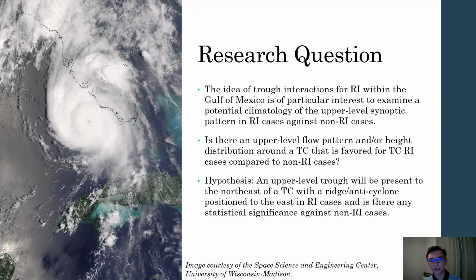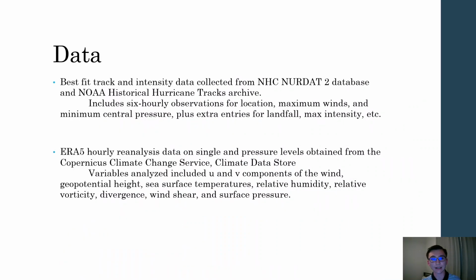Now, the question is: is there an upper level disturbance, or upper level flow pattern rather, or height distribution pattern around the tropical cyclone that is favored for tropical cyclone RI cases compared to non-RI cases? So the hypothesis is an upper level trough will be present to the northeast of a tropical cyclone with a ridge or anticyclone positioned to the east in RI cases, and is there any statistical significance against these non-RI cases?